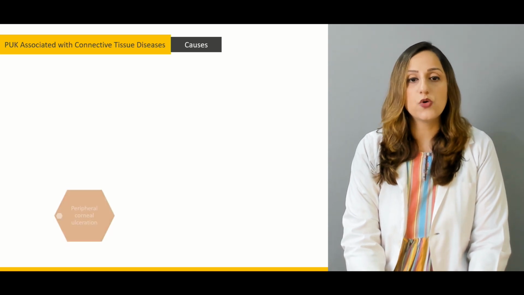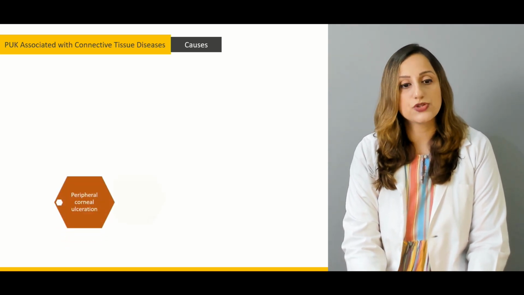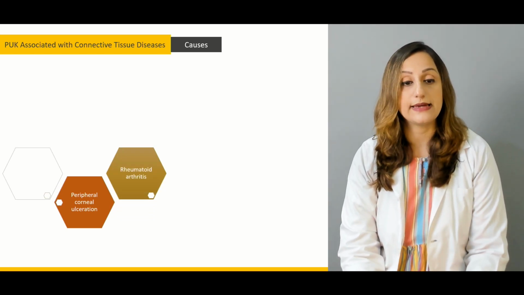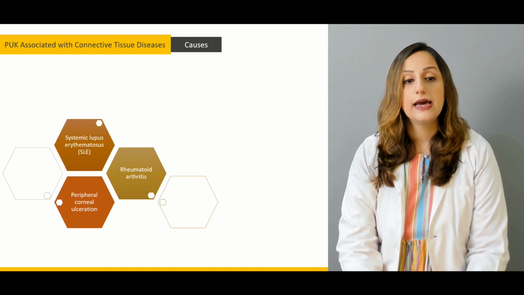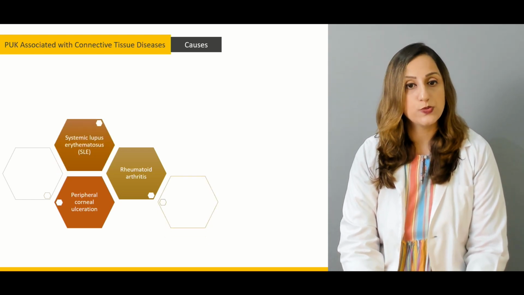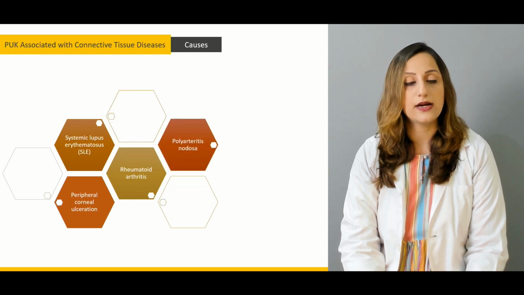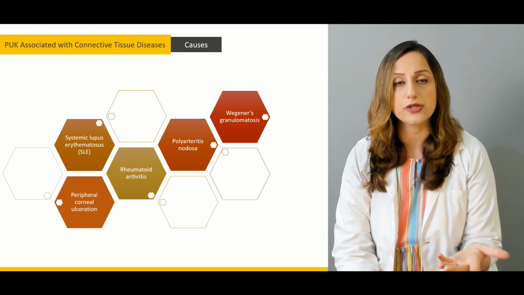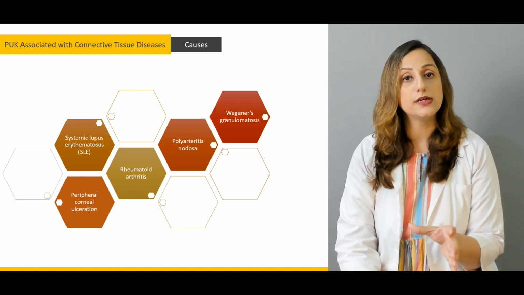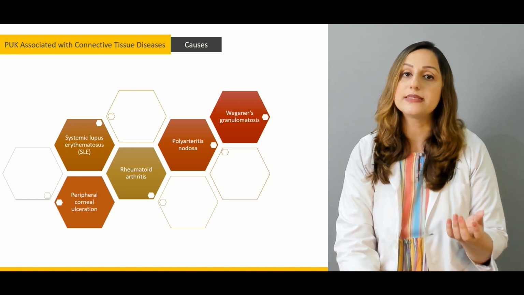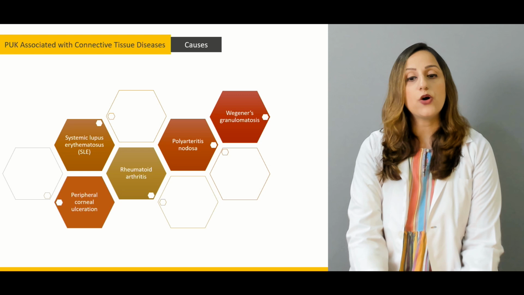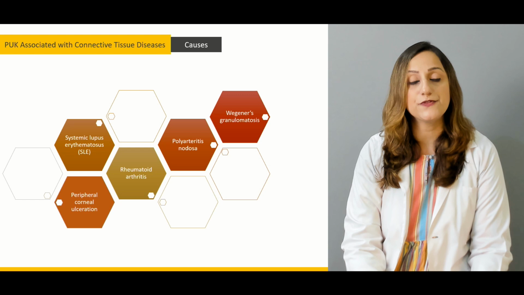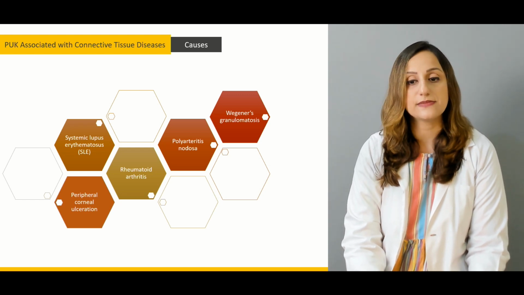The causative factors here would be peripheral corneal ulcerations, of course, and then the patients sometimes suffer from rheumatoid arthritis, which is one of the autoimmune disorders. Then we can have patients with systemic lupus erythematosus, that is SLE, and polyarteritis nodosa. You would note that Wegener's granulomatosis and any of these disorders are basically grouped under the autoimmune disorders. That basically highlights the fact that all of these autoimmune disorders can subsequently result in a peripheral kind of ulcerative keratitis in these patients.